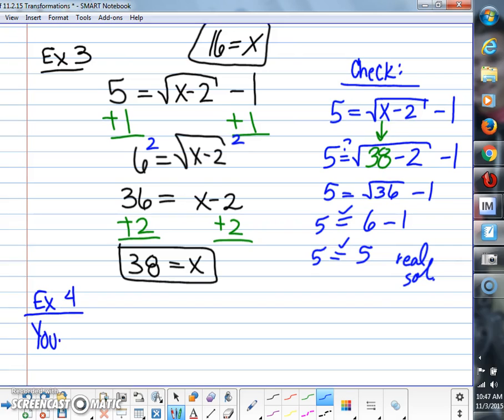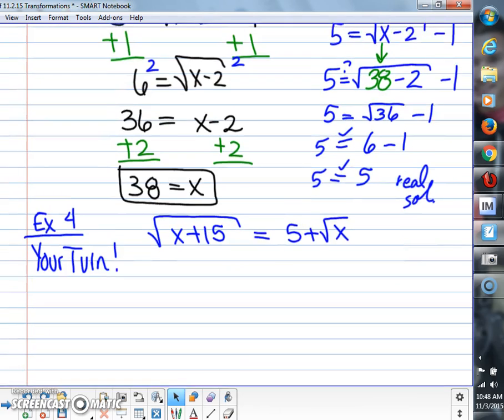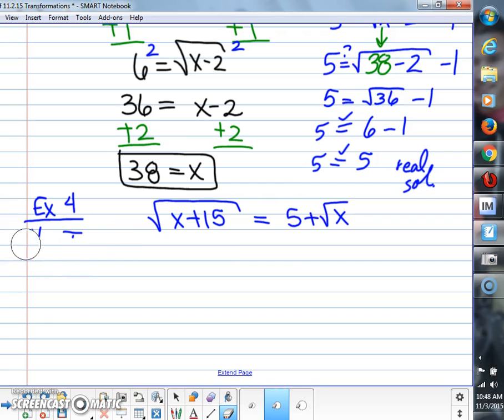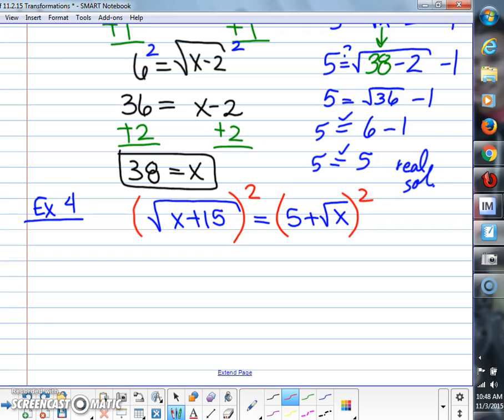Okay, your turn. I want you to solve the square root of x plus 15 is equal to 5 plus the square root of x. Let me do this one with you, okay? Because I think we're running out of time, and this is just like that other difficult one, okay? So we're going to square both sides. And then you're left with x plus 15 equals 5 plus the square root of x times 5 plus the square root of x.